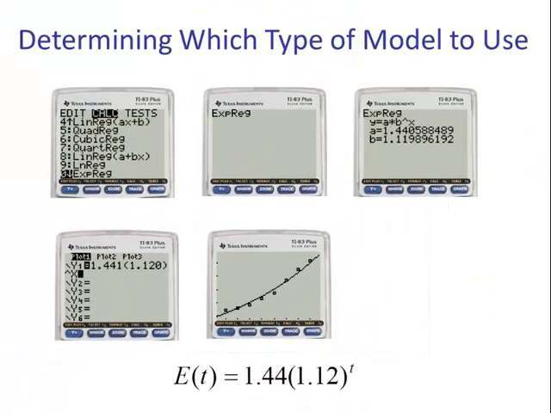So the question is, which one is doing the best job? Is it the linear, the quadratic, or the exponential? Well, to help us answer that, we will have the calculator compute what is called r square. R square is a value that is in between 0 and 1. The closer to 1, the better the model. So whichever model has a larger r square value, it will be a better model for the data.